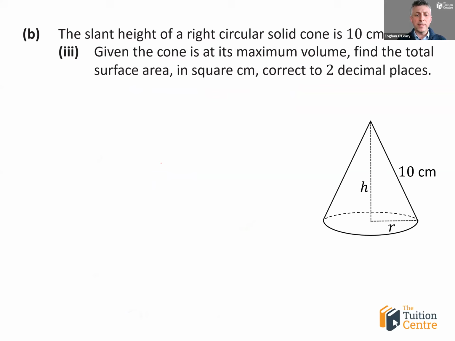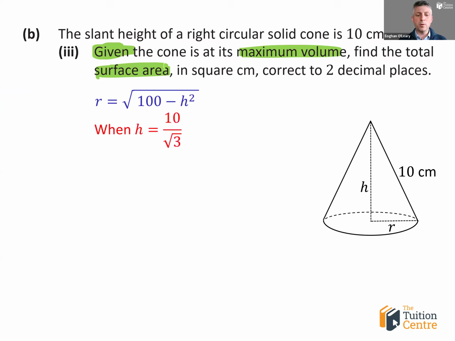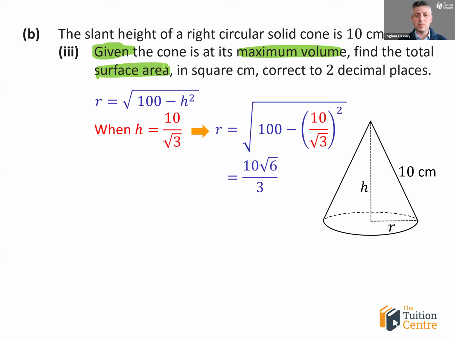Given the cone is at its maximum volume, find the total surface area in square centimeters correct to 2 decimal places. So what this is saying is, given that it's at its maximum volume, the height we got when we maximized the volume is the height we now use to find the total surface area. So we had the radius was equal to the square root of 100 minus h squared. When h is 10 over root 3, we can square this out, simplify it down, and the radius is going to be 10 root 6 over 3.